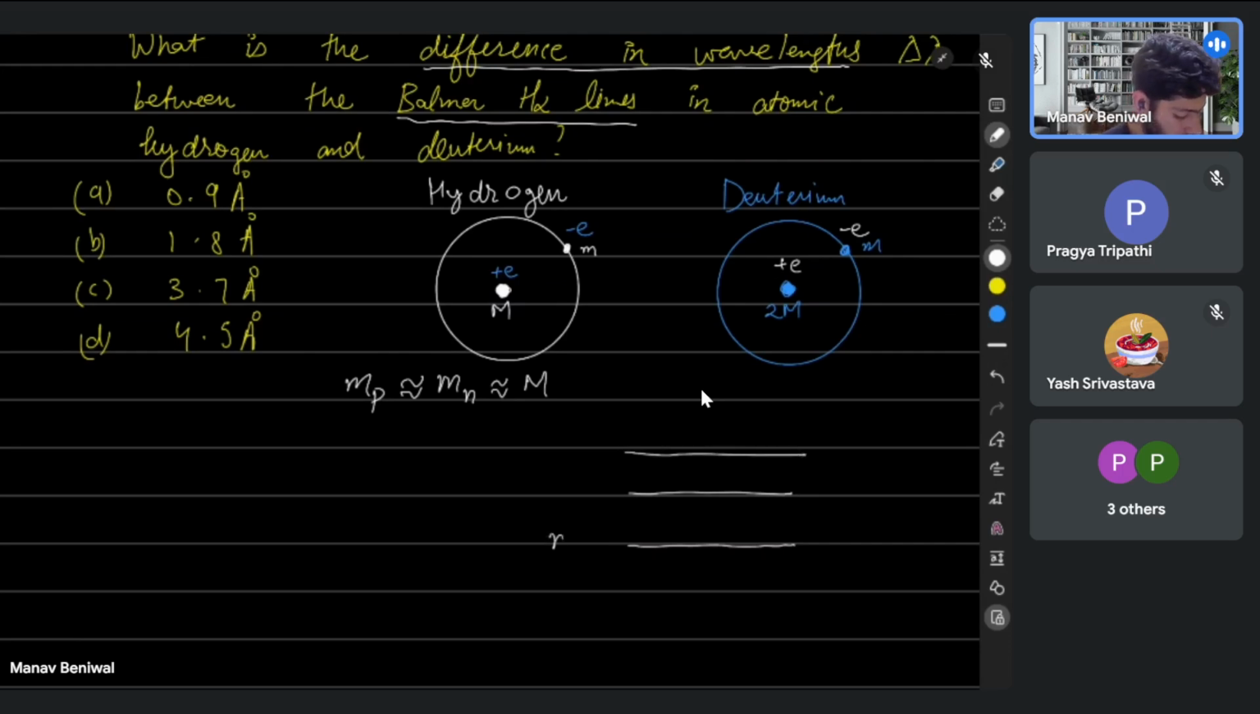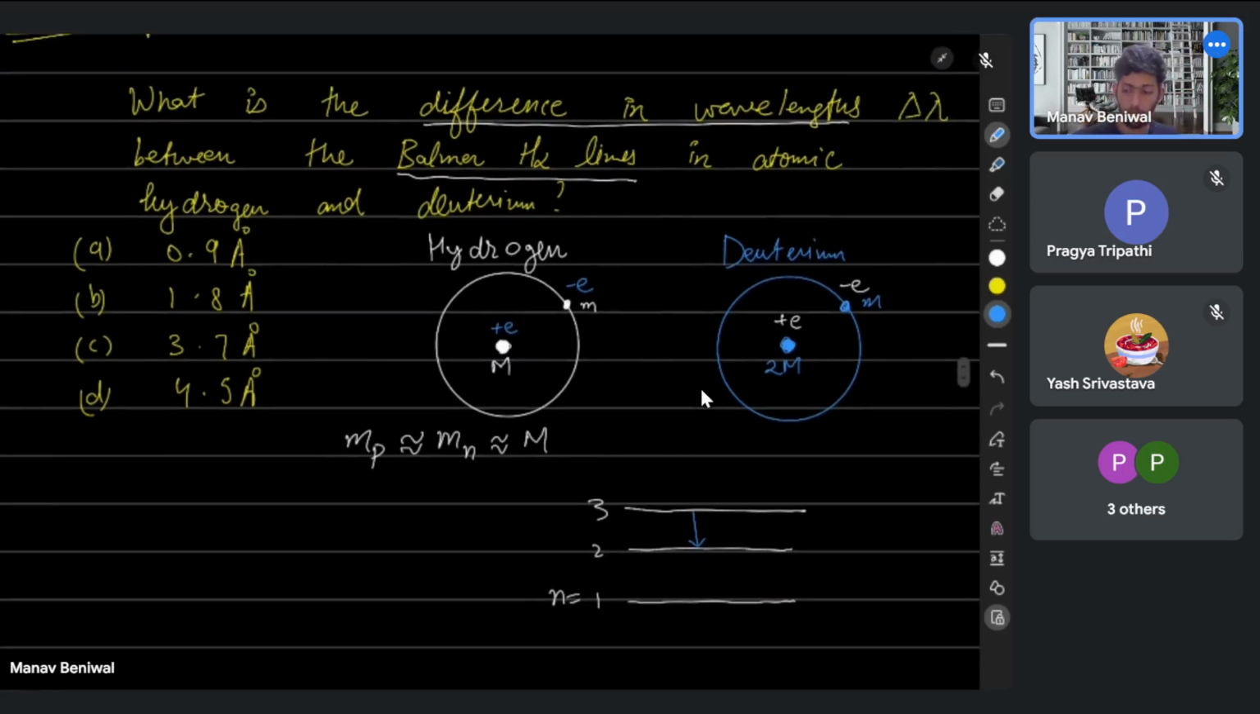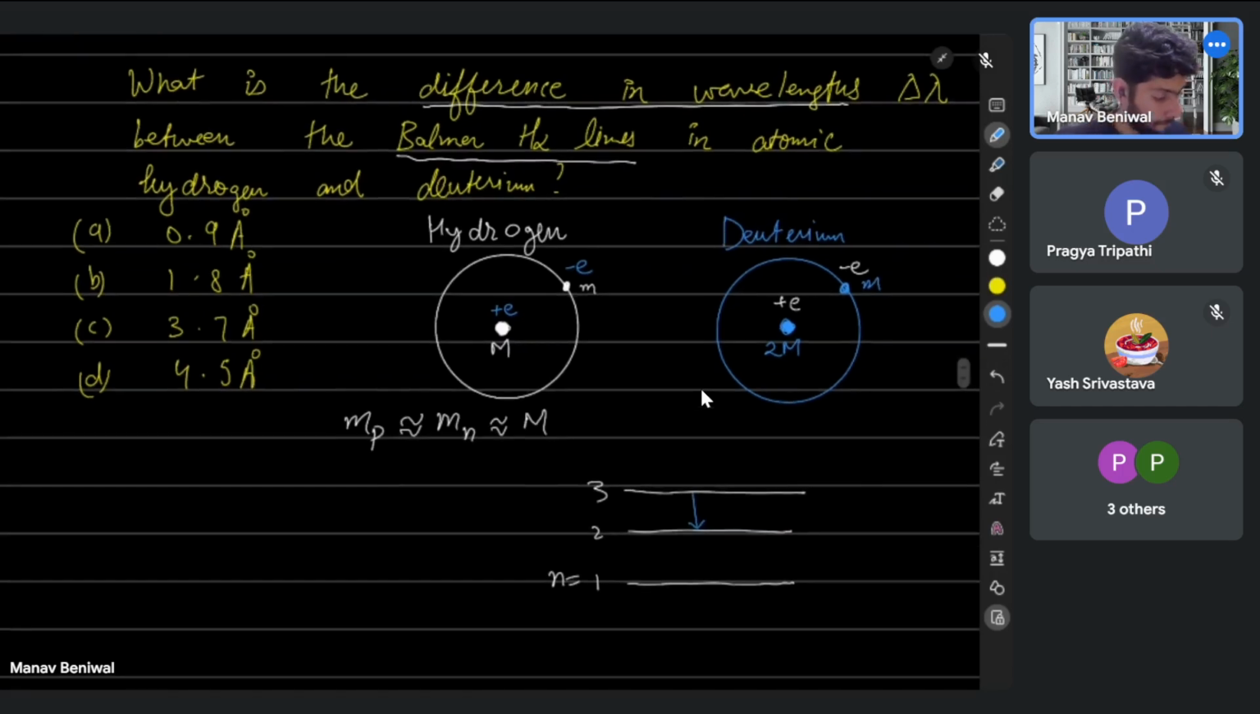So this is n equals 1, 2, 3. And for Balmer H alpha, the transition happens here. Correct? Right? This we discussed earlier as well. Okay. Now, what is Rydberg's formula?